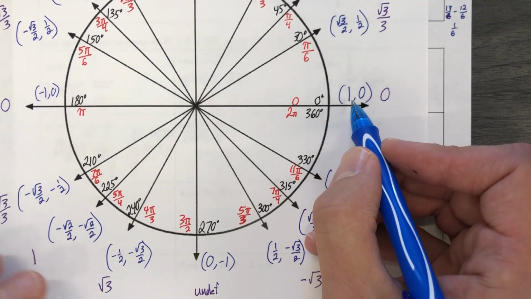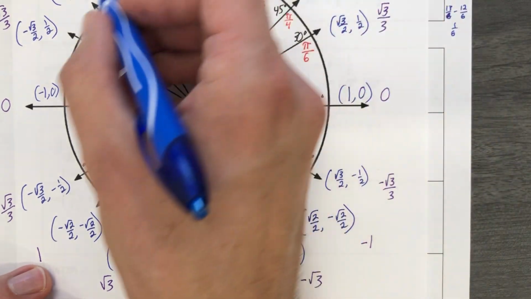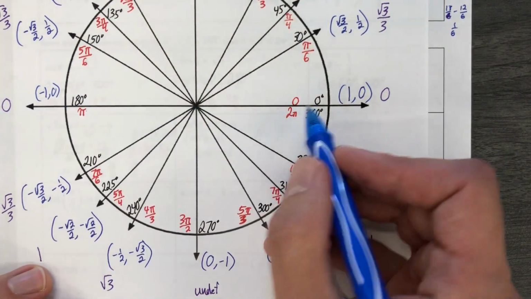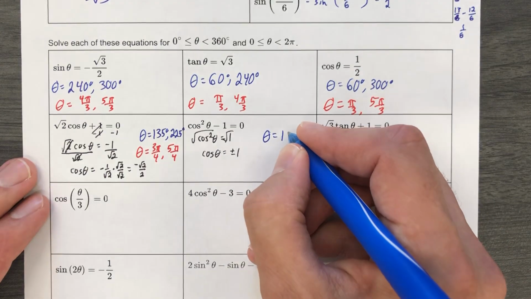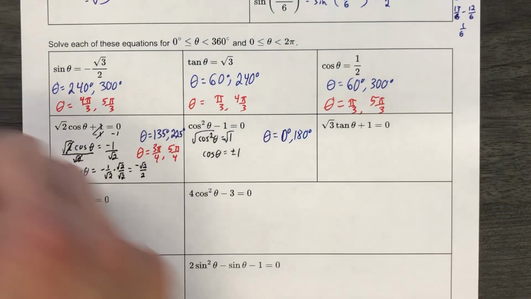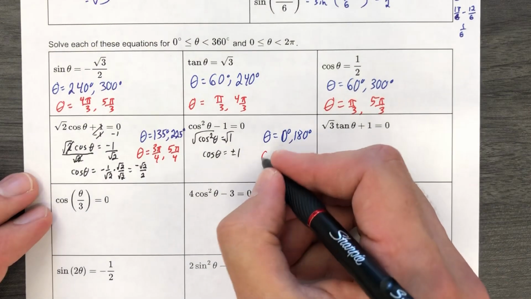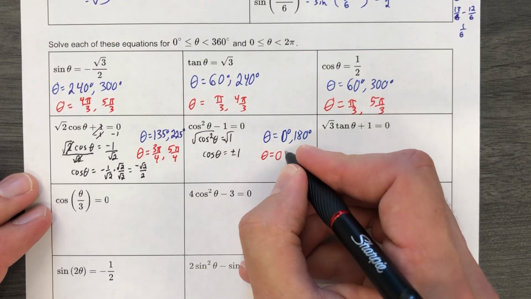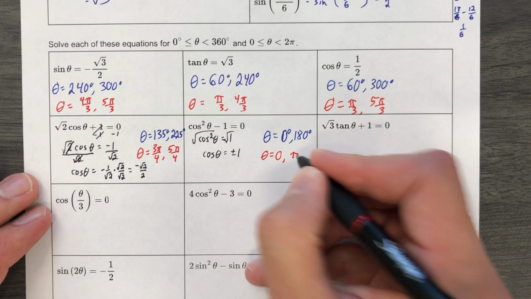So it's 1 here. It's negative 1 here. So at 0 and 180 degrees. Fair enough. So at 0 degrees and 180 degrees. And then we'll put another answer as well. So theta could also equal, in terms of radians, 0 radians or pi radians.